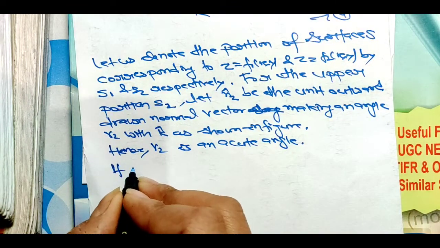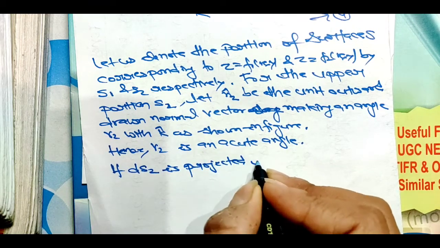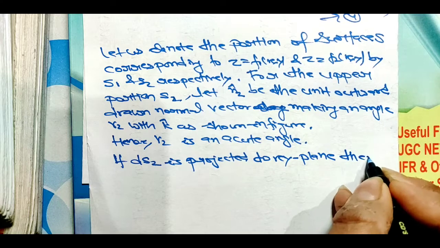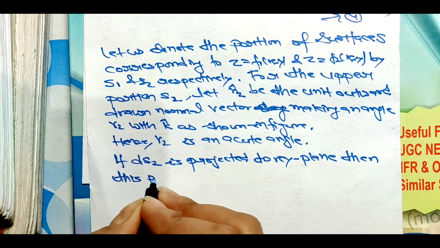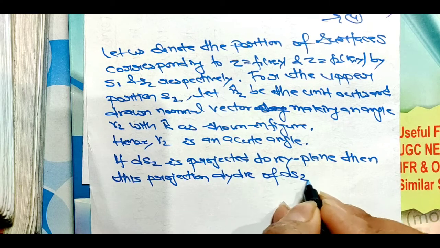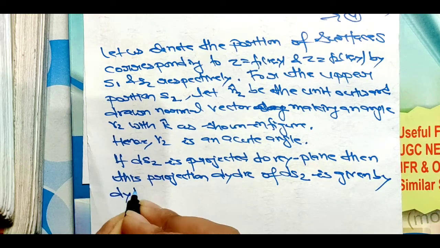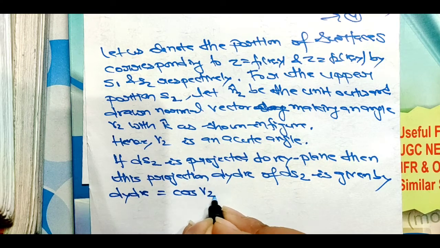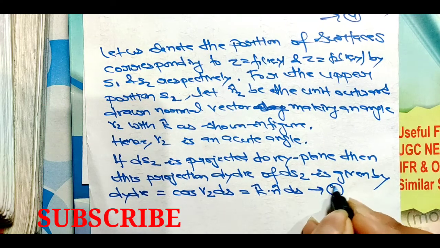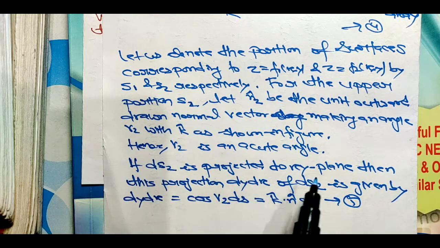Likewise, if dS2 is projected to the xy plane, then this projection dy dx of dS2 is given by dy dx = cos gamma 2 dS = k cap dot n cap dS. Give it equation 5. So what I have written next: if dS2 is projected to the xy plane, what is dx dy?